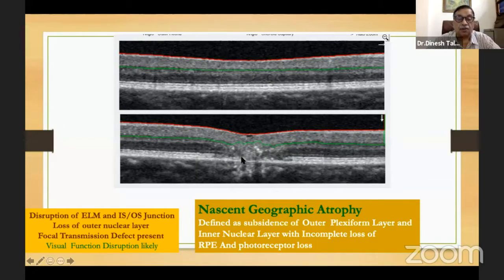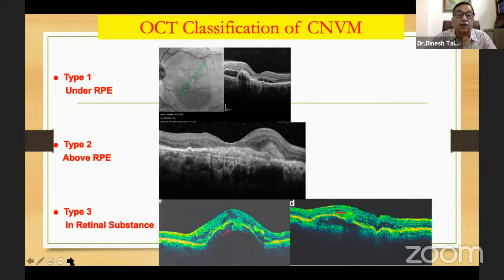So basically, as a result of that, what happens? The outer nuclear layer has collapsed. So this is an outer nuclear atrophy that has occurred, and this is nascent geographic atrophy. This is a dry ARMD. On the other hand, here what you have is CNVM because of ARMD. The type 1s are under the RPE. You see a retinal pigment epithelial detachment over here. Of course, there's also subretinal fluid over here, but the basic lesion is under the RPE.